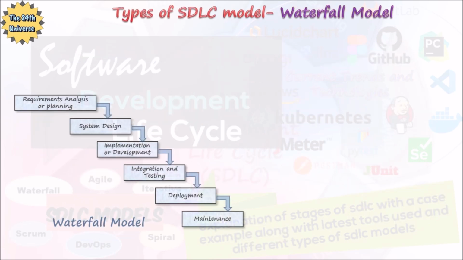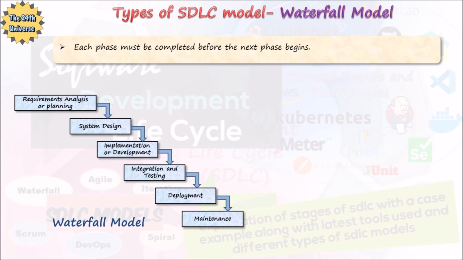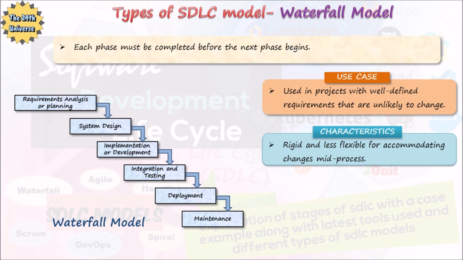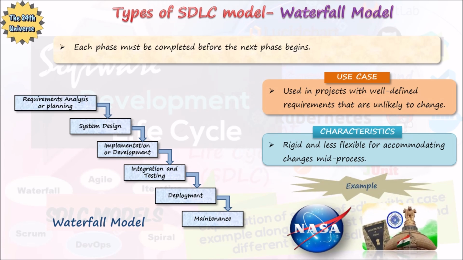Waterfall model is a linear sequential approach where each phase, like planning, design, development, testing, deployment, must be completed before the next phase begins. Waterfall model is used in projects with well-defined requirements that are unlikely to change. The characteristics of waterfall model are it is rigid and less flexible for accommodating changes mid-process. The example companies that use waterfall model are NASA, large government projects.